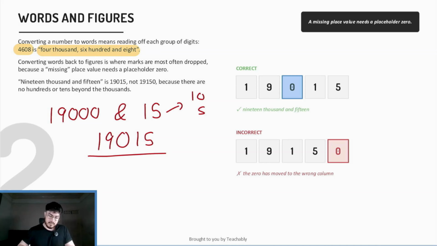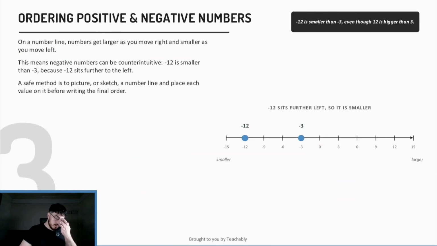Hope that makes sense. A missing place value needs a placeholder 0. That's the most important thing you need to take from this slide. Let's move on. So, ordering positive and negative numbers.